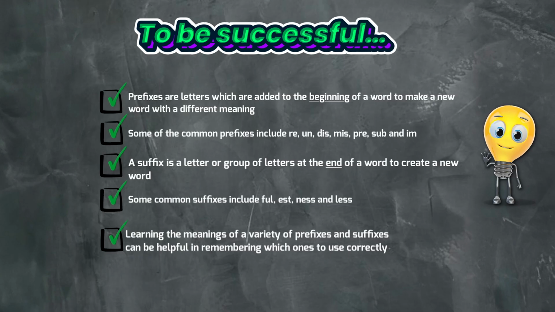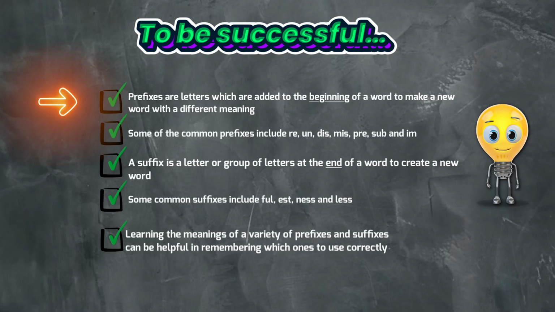In order to be successful and have a light bulb moment with prefixes and suffixes, here are some key points we must remember. Prefixes are letters which are added to the beginning of a word to make a new word with a different meaning. Some of the common prefixes include re, un, dis, mis, pre, sub. A suffix is a letter or group of letters at the end of a word to create a new word. Some common suffixes include full, est, ness, and less. Learning the meanings of a variety of prefixes and suffixes can be helpful in remembering which ones to use correctly.